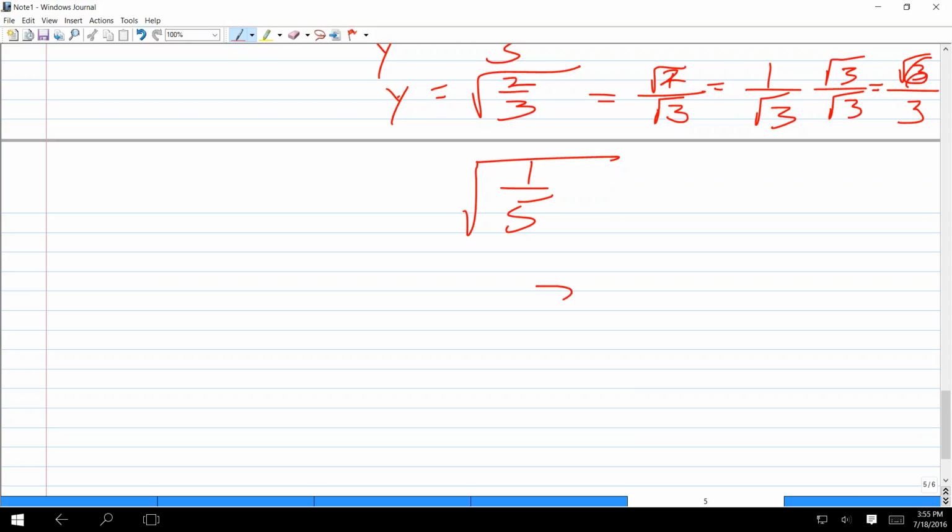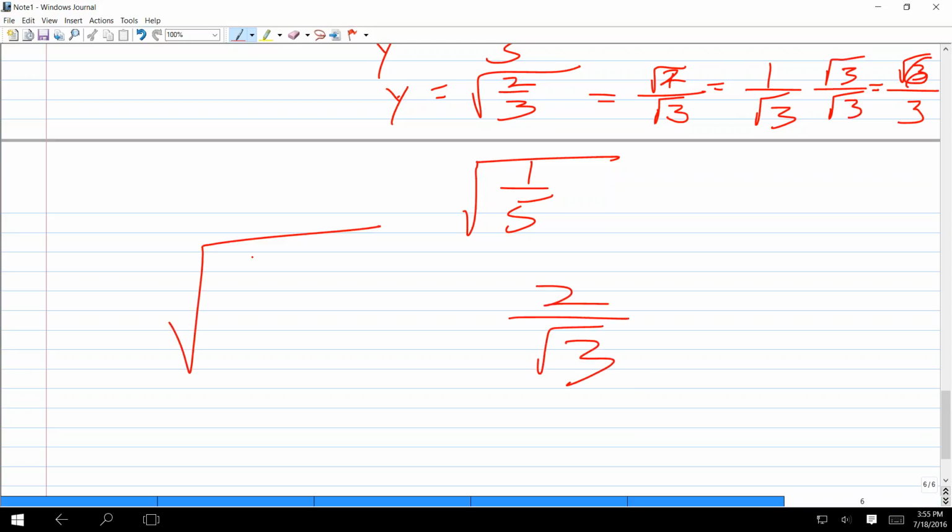In other words, it wouldn't matter if it looked like that. I got to rationalize that, but I also have to rationalize that.